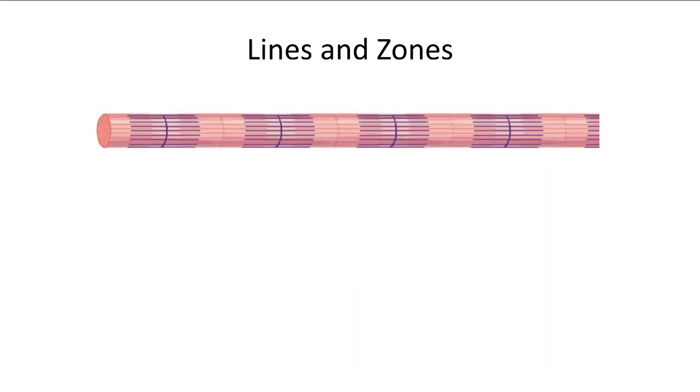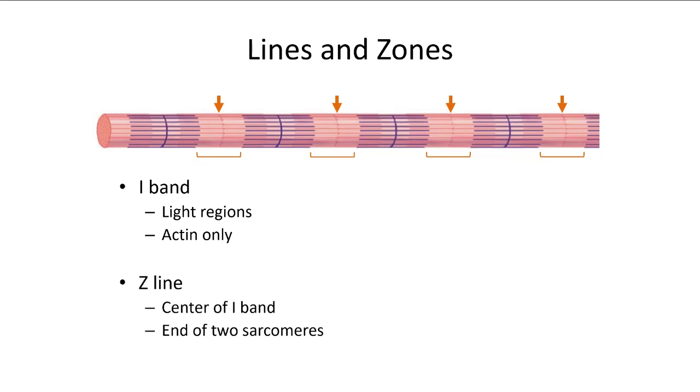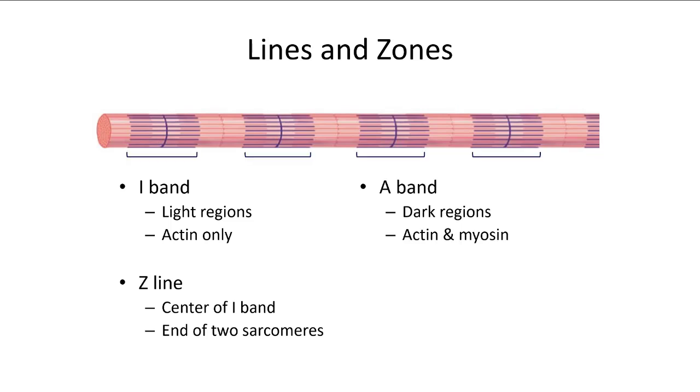There are several bands and lines with names. I bands are only actin. They're the light regions. The Z line is just the center of the I bands, so it's the end of the sarcomeres. The A bands are the dark regions. They are made of mostly myosin, but there's some actin within it that's overlapping. And finally, the M line is the center of the A band.